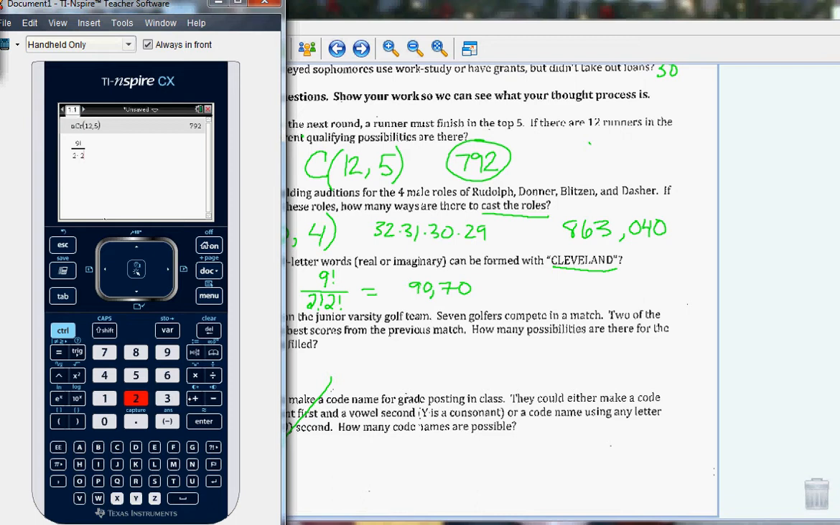I could have just put a 4 on the bottom because that's the same thing. But be careful. Know your properties with those factorials. So 90,720.